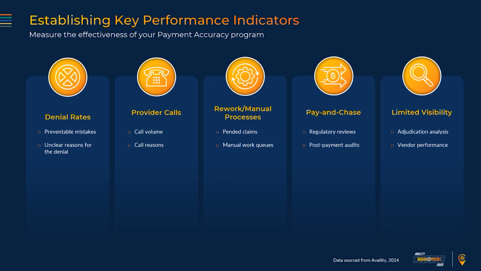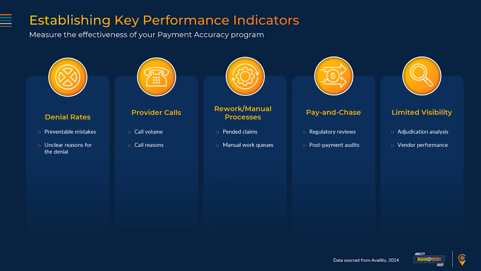We know that pay and chase sometimes involves regulatory reviews where you have to go back and look at something retrospectively. And this can also be post-payment audits, which are expensive and often painful for everyone involved. So an ounce of prevention can be worth a pound of cure in this particular case.